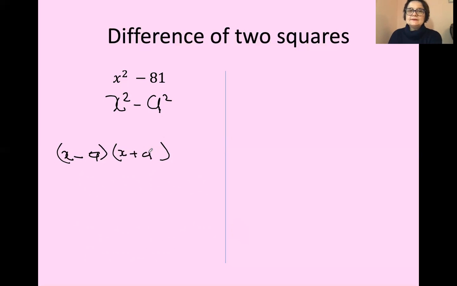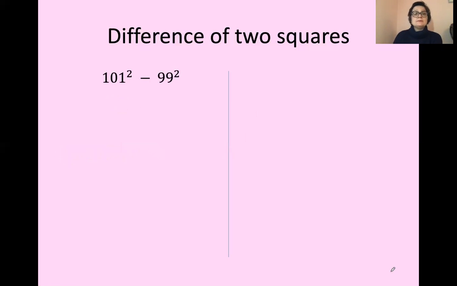Next example. X to the power of 2 minus 100. So straight away we realize we have the difference of two squares, and the answer is going to be x minus 10, x plus 10, because 100 is 10 to the power of 2. Just like that. Next one.